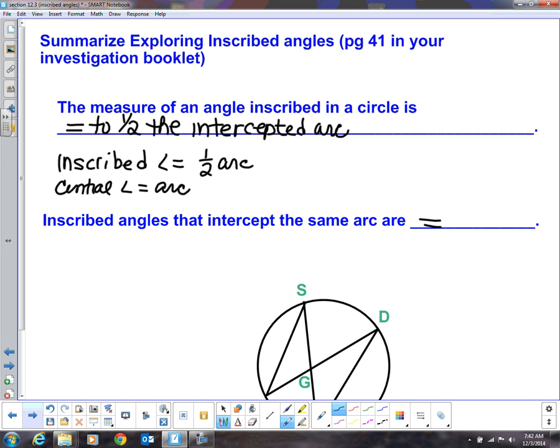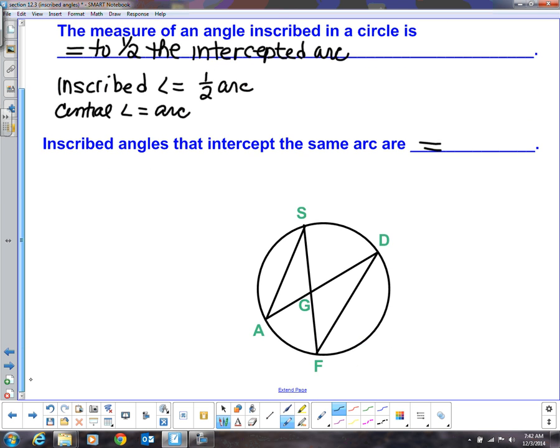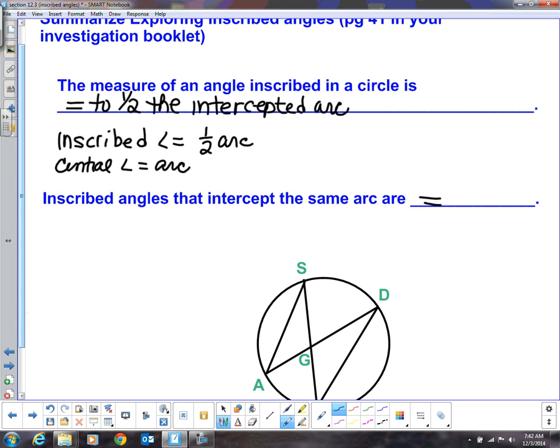Tomorrow you'll learn two more. It's all about where the vertex is. Is it on the center? Is it on the circle? Blue things tomorrow. All right.